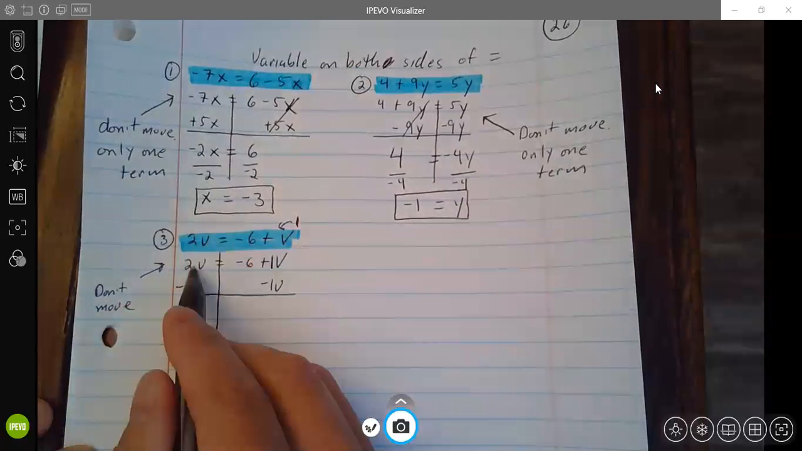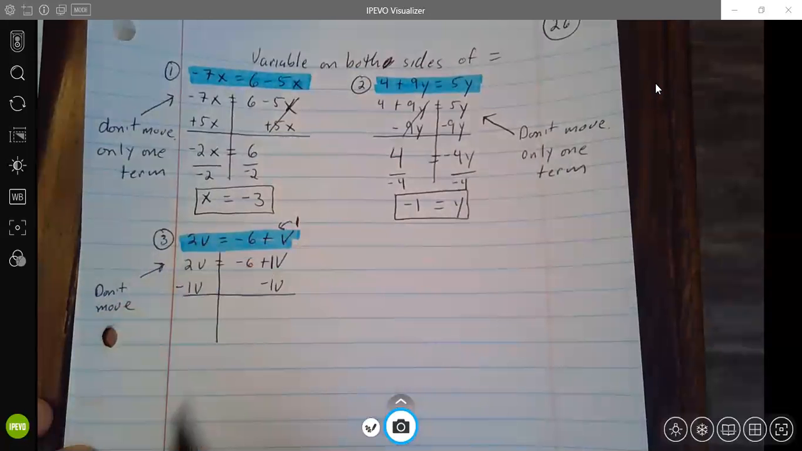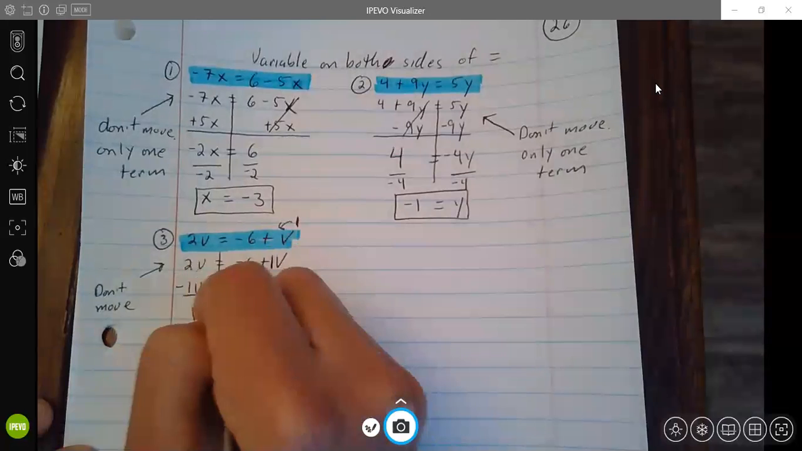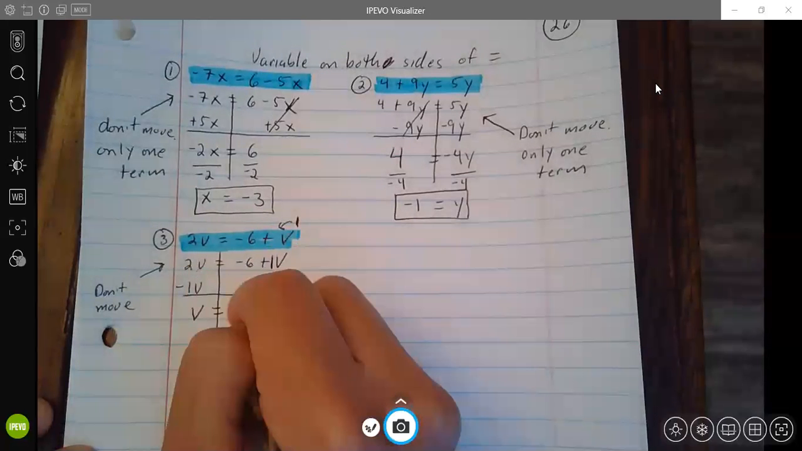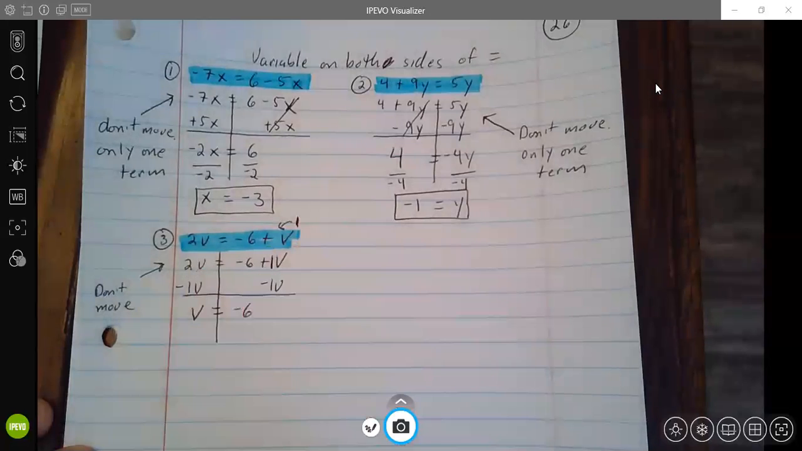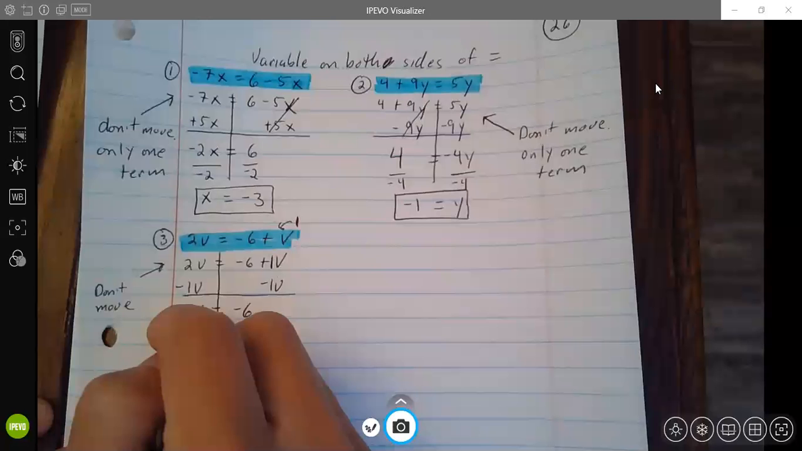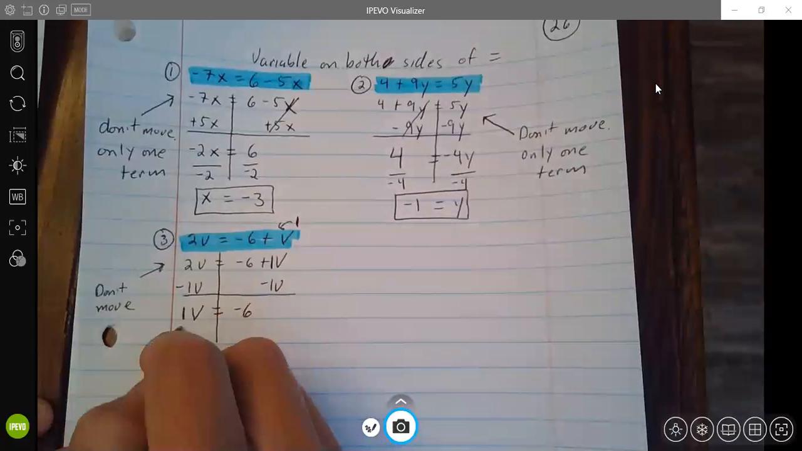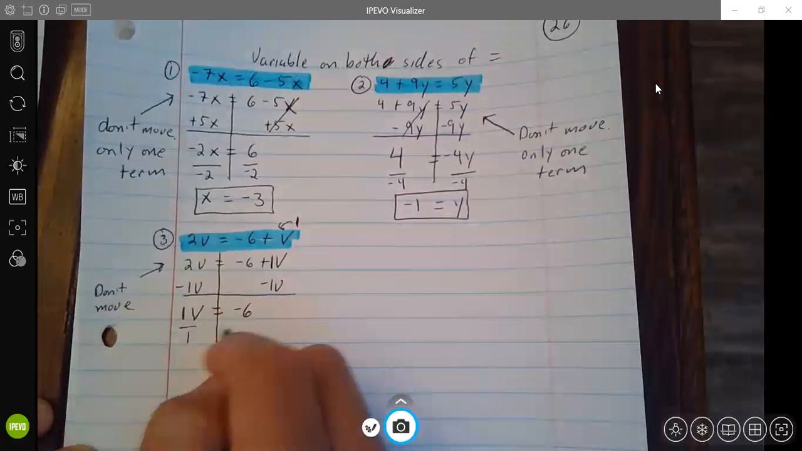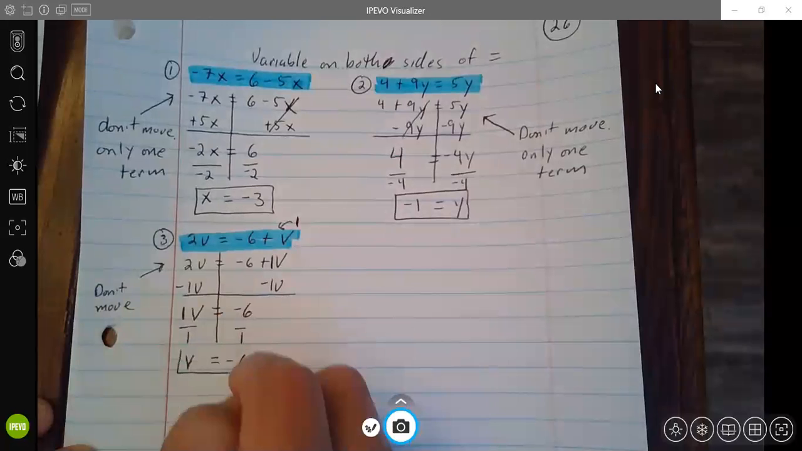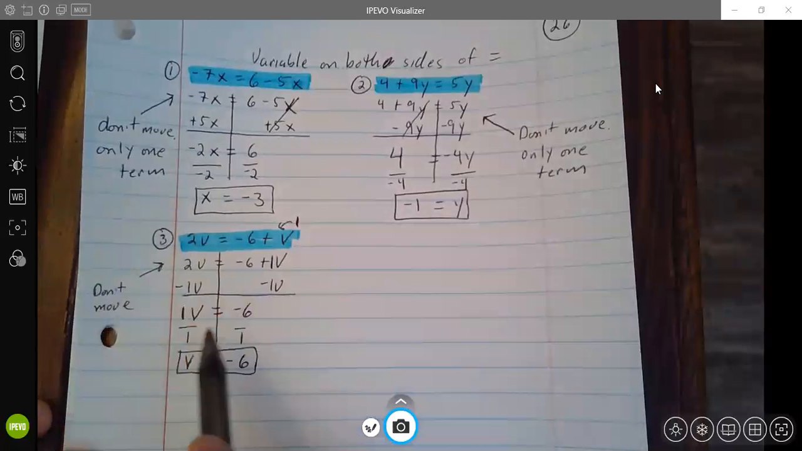2v minus 1v is 1v. 2 minus 1 is 1. So 1v and v are the same, so I'll just write v. And I have negative 6. So v equals negative 6. You can stop there, but some students would like to write that 1. 2 minus 1 is 1, so they'll put the 1v. And notice that on the last step, you divide by 1, and you still get v equals negative 6. But if you realize that 1v and v are the same thing, you don't have to do that step.